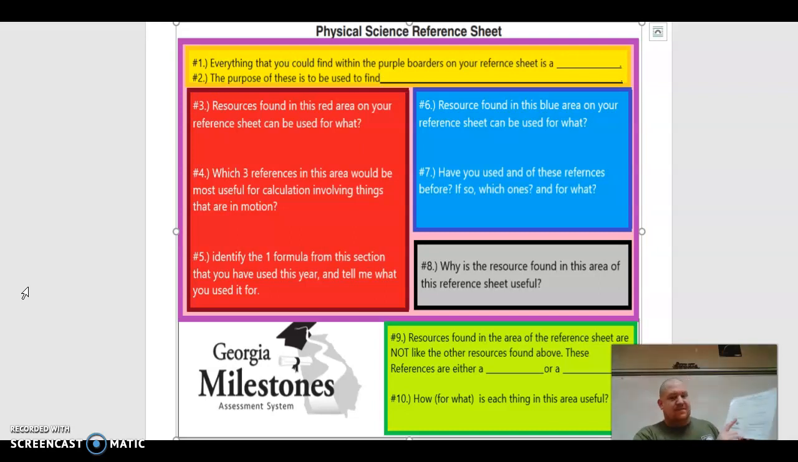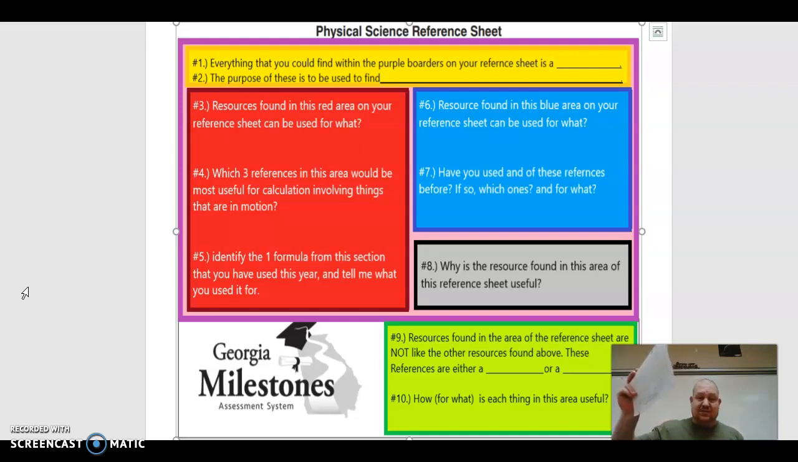All right, and then we are left with this section down at the bottom right. This is labeled the green and the yellow. So I want you to look at number 9 and number 10. These down here are different than the rest of this reference sheet. What is different about them? Why can they be useful? These are the things I want you to think about and figure out.